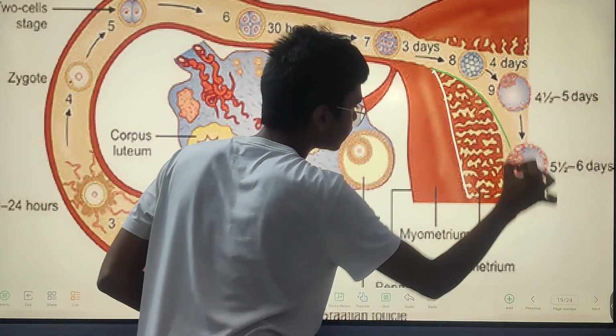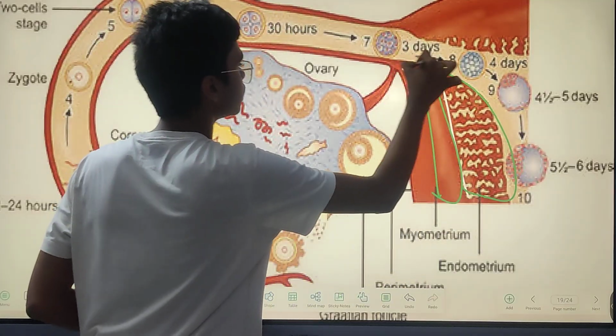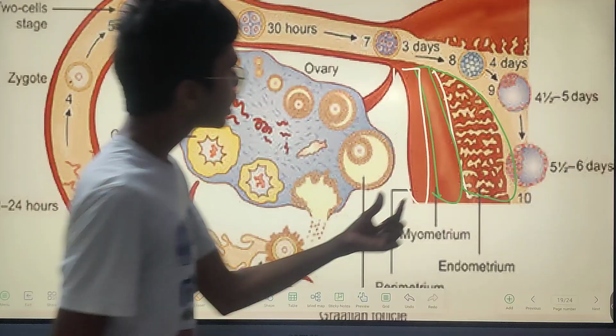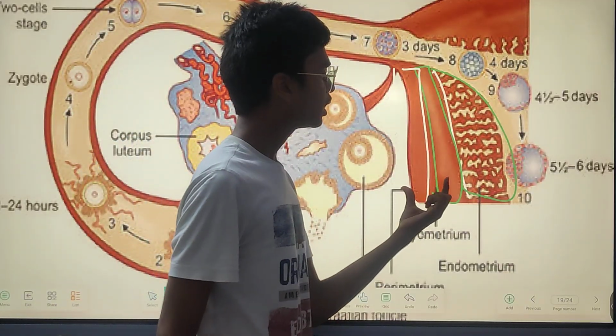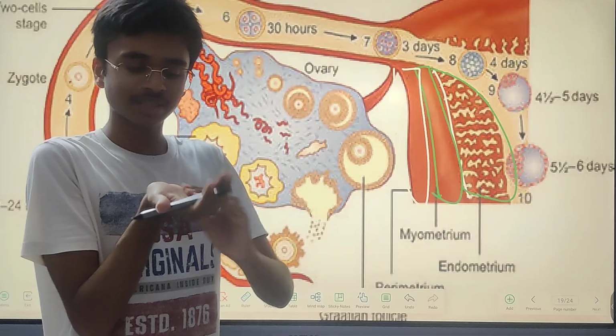You can see that this is the endometrial lining. This is the myometrial lining. This is the perimetrial lining, the outer layer. You can see that the myometrial and perimetrial linings are just like folded tissues, just like skin.